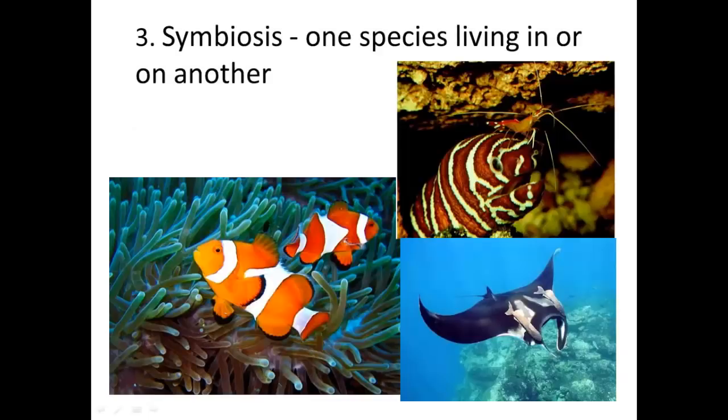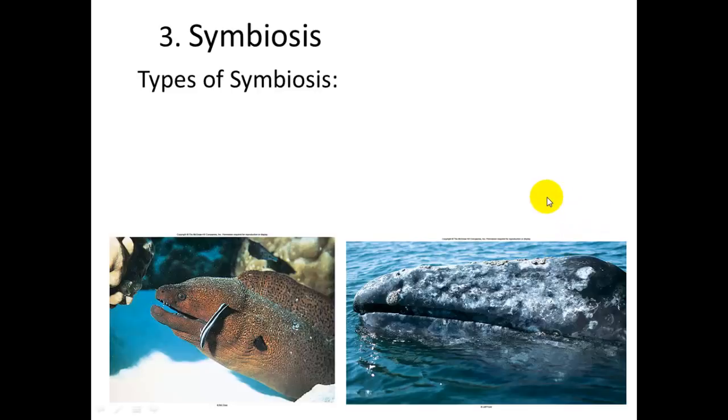All right, symbiosis. This is where one species is living in or on another. The symbiont is the smaller partner, and the host is the larger. Generally speaking, it doesn't always go according to size. So these clownfish are the symbiont to this sea anemone, which is the host. Here's a cleaner shrimp and an eel, symbiont and host. Here's a remora and a large manta ray, symbiont and host. All right, there are different types of symbioses.